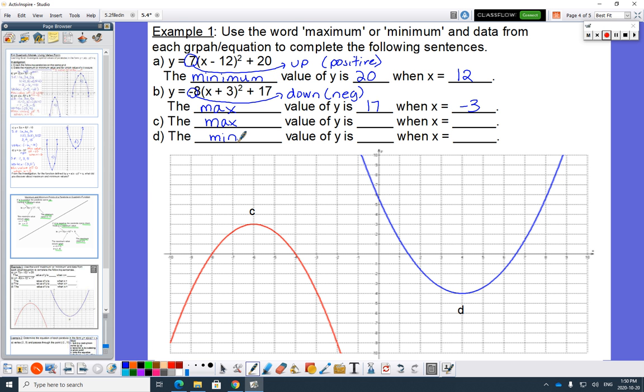So the minimum value of y is 3. That's hard to read, but it is 3, when x is negative 6. And then the minimum value of y is negative 4, when x is 4.